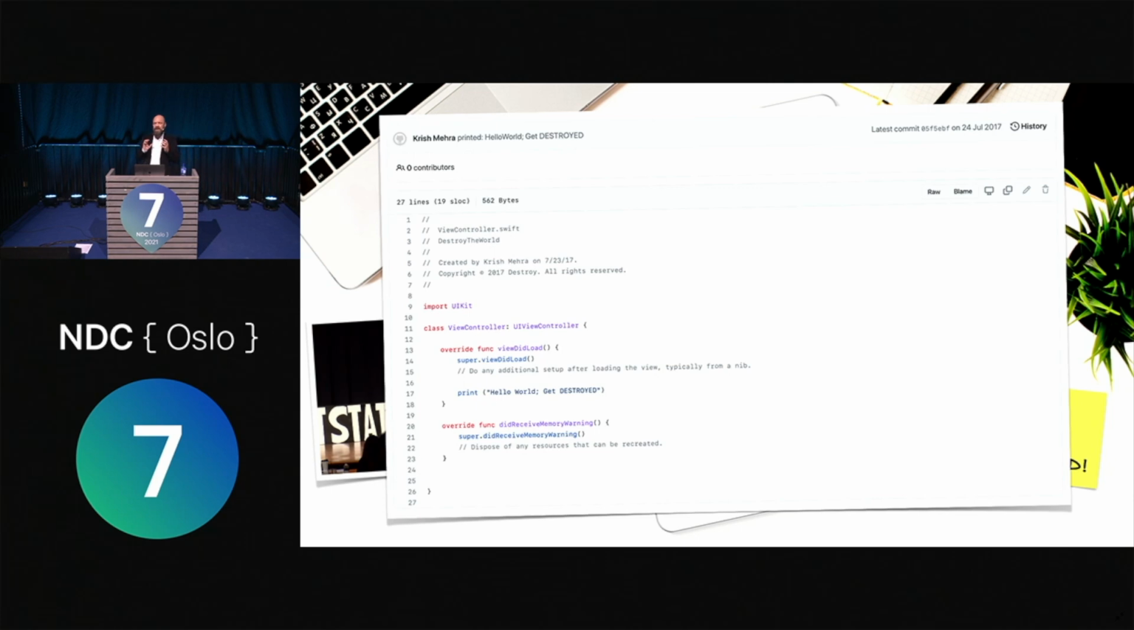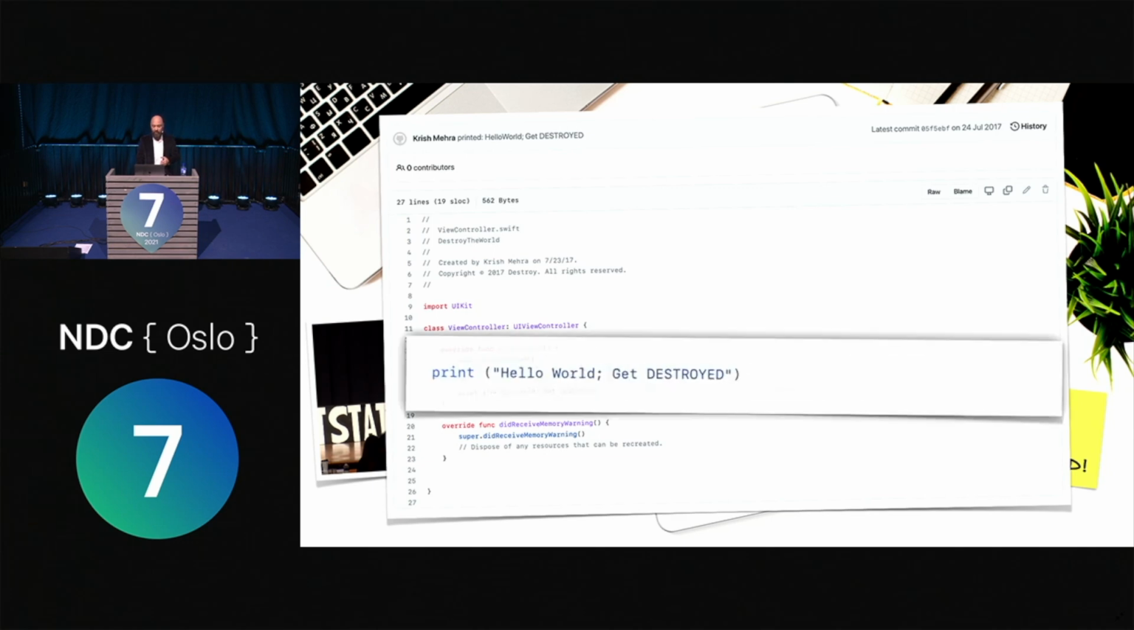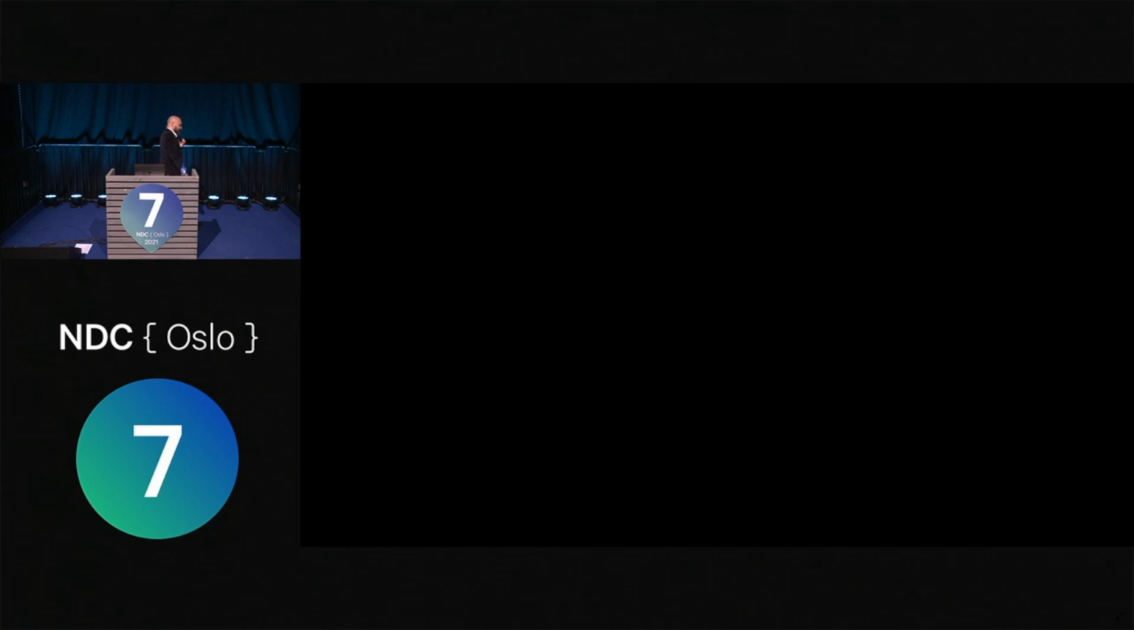He has at least ambitions, because this is sort of a Swift code for iOS, hello world thingy. But he is going to destroy the world. Hello world, get destroyed. And I think that says something about the ambition of people starting out writing their own code. And that got me thinking.